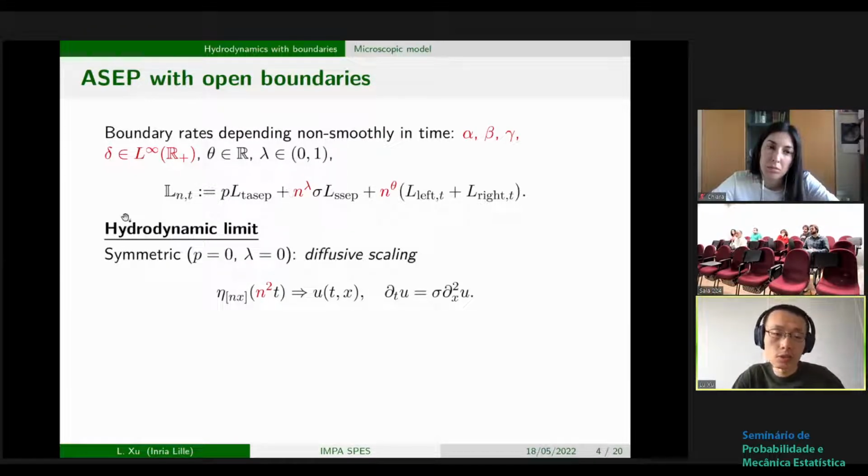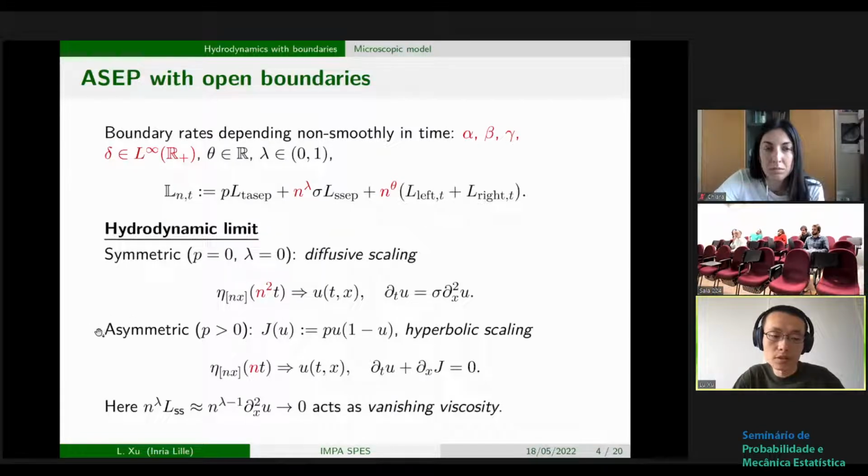And okay, let's look at the hydrodynamic limit. This is the hydrodynamic limit for the bulk equation, something well known. If the dynamic is symmetric, this means that P is 0, so I don't have this term. Lambda is 0, I don't need any speed up because I'm considering the diffusive time scaling, so it's n squared t. Then the density of particles will converge to this heat equation. Now it's just a bulk equation. I don't care about the boundary.